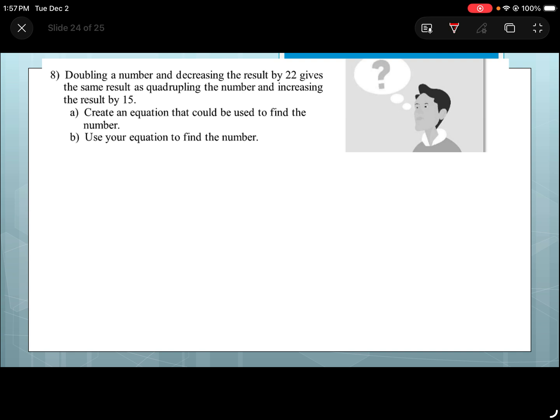Okay. Doubling a number and decreasing the result by 22. Okay, so doubling a number, let's call that number x. So 2 times a number, doubling a number, and then decreasing it by 22 is the same result as quadrupling the number, so 4 times the number, and increasing it by 15. So doing 2x minus 22 is the same as 4x plus 15. So there's the equation. Then we can solve it like normal, can't we?